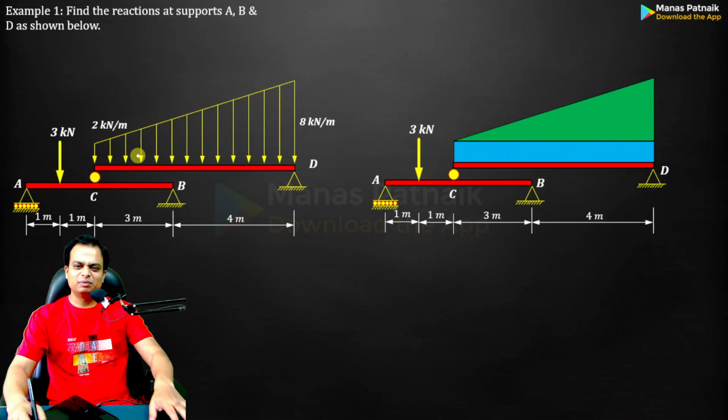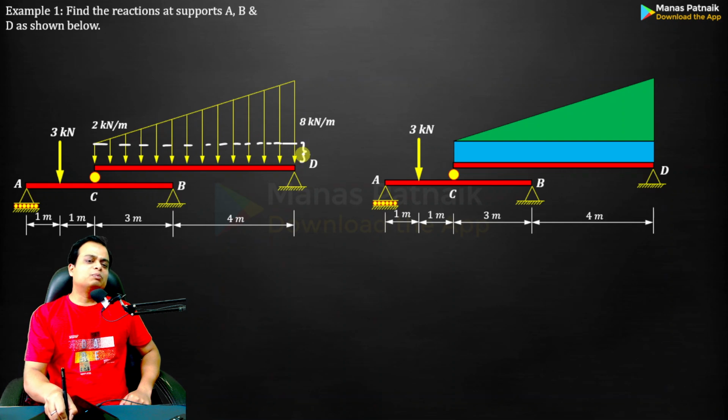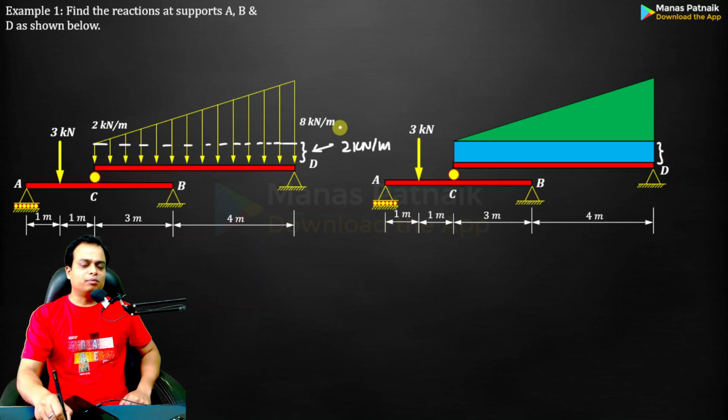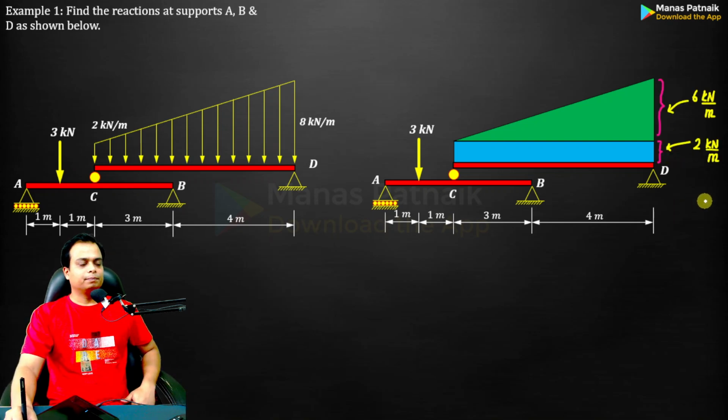Watch, it's very easy. If I consider only this much portion, this is going to be 2 kilonewton per meter, isn't it? And the remaining portion is going to be 8 minus 2. So this is going to be 6 kilonewton per meter. Very, very simple. And that is exactly what I'll mark over here.